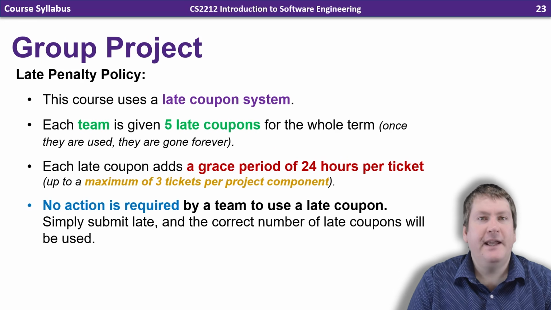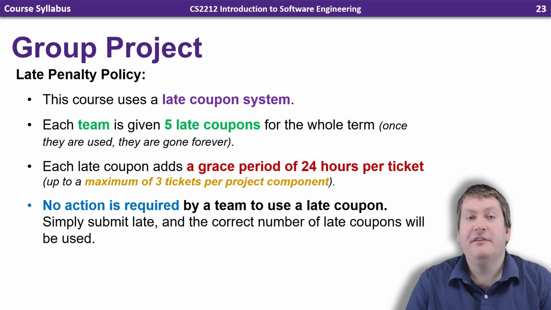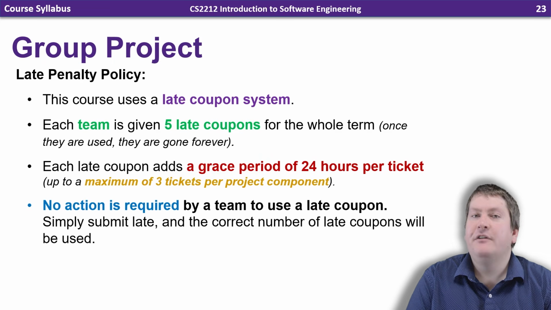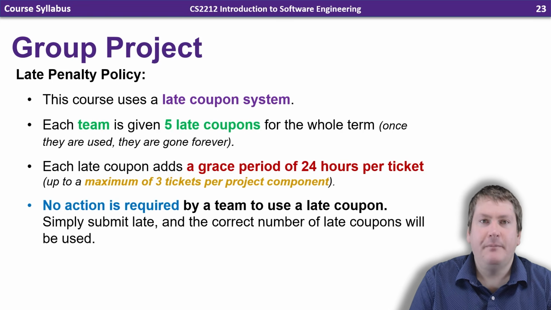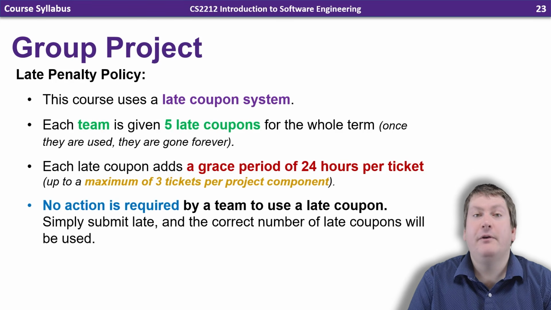No action is required to use these tickets. You simply submit late, and the correct number of late coupons will be used by your TA. So you don't have to contact your TA to let them know you're using a late coupon. You don't have to contact me. Just simply submit late, and they will be used.